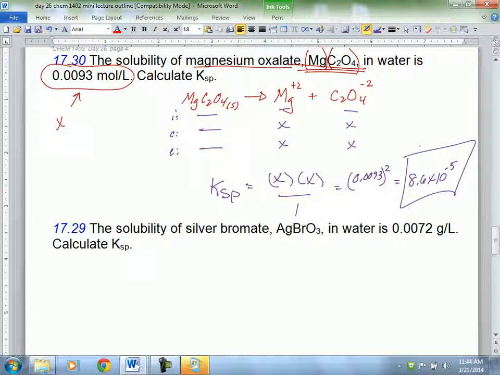The solubility of silver bromate is 0.072 grams per liter. Calculate Ksp. Very similar problem. You just have to do what first? Figure out what you can. It's a similar problem, but get it in moles per liter. Exactly. Convert this to moles per liter, and then do the same thing again. And then you'll do the exact same problem.